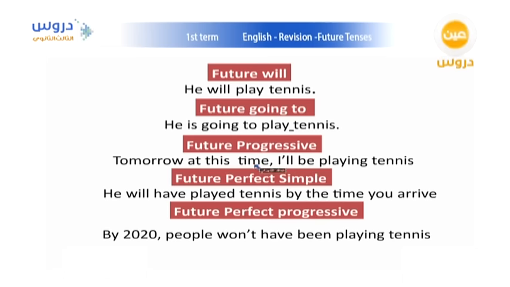Both of these are talking about the future. Future perfect simple: He will have played tennis by the time you arrive. And the future perfect progressive: By 2020, people will not have been playing tennis. We will try to talk about all these tenses.